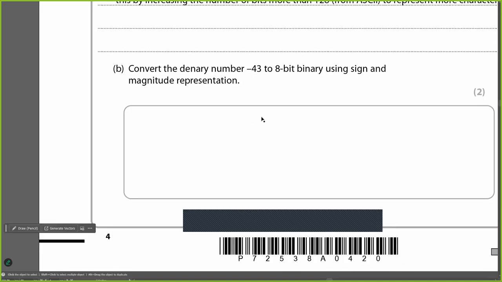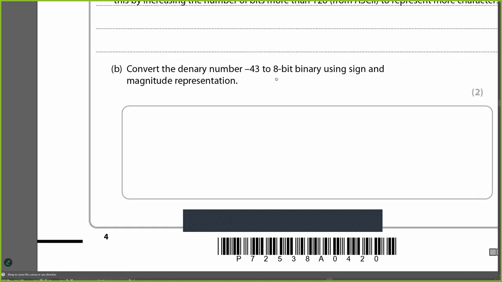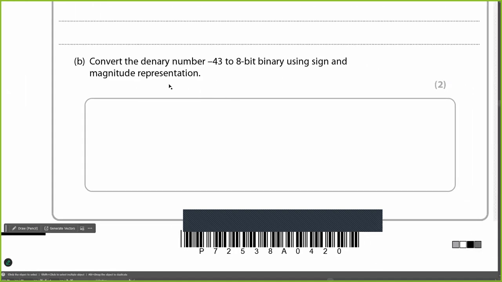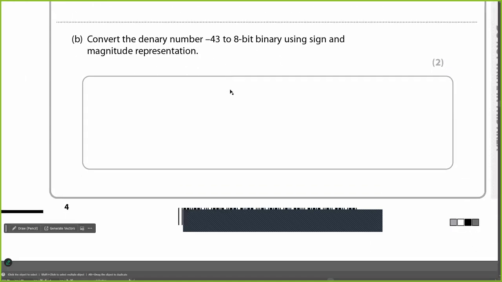So convert the denary number minus 43 to 8-bit binary using sign and magnitude representation. All right, let's pause the video. You guys can solve this and then come back to compare your answer.